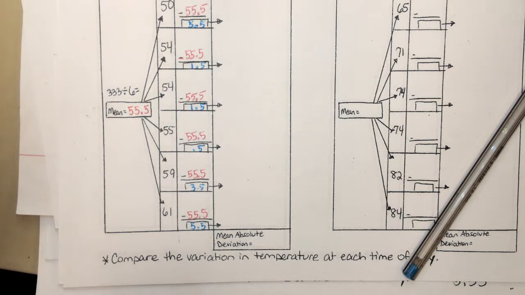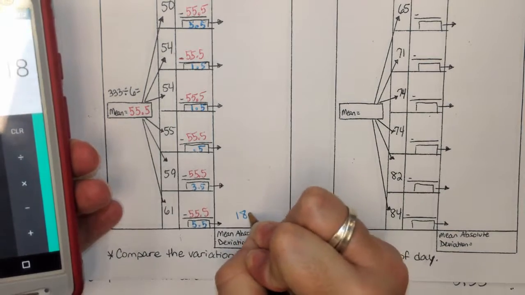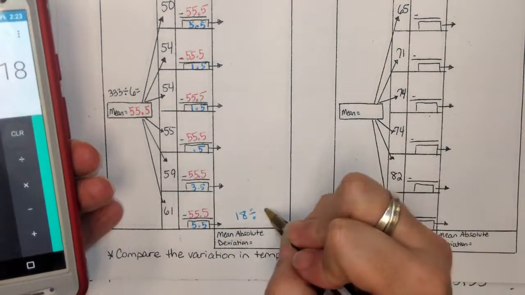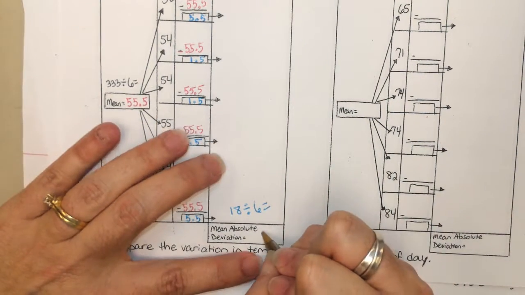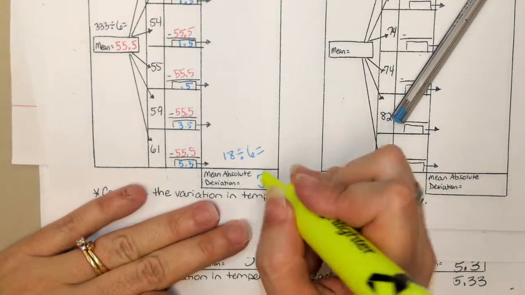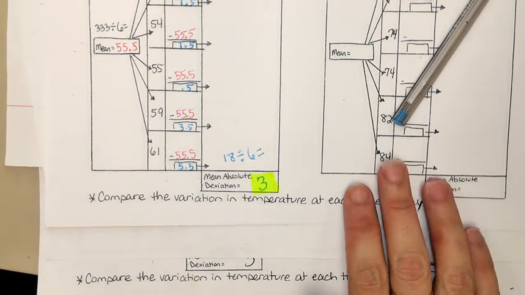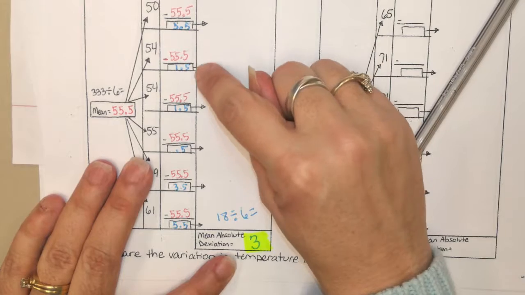Okay, I added it up. I got 18 divided by 1, 2, 3, 4, 5, 6. So my mean absolute deviation is 3. Okay, now I have a question. Go for it. How did you get 18? Because I was following until the 18 part. 18 was from me adding up these little numbers.